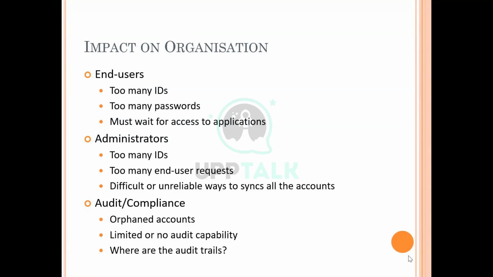Audit and compliance: orphan accounts are there, and there is limited or no audit capability. First, the orphan accounts. Orphan accounts are those where an account is created for a user, but there is no user that exists for it. For example, let's say today 10 users join Accenture, right? Somehow, due to some mistake, 12 users got onboarded, but there were supposed to be only 10 users onboarded. So these two are called orphan accounts, where the accounts are created, but there is no human employee present for those two accounts. That is called orphan accounts.